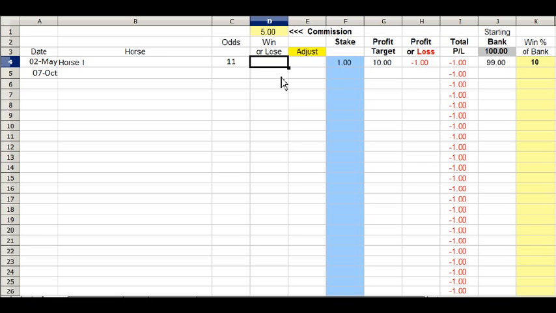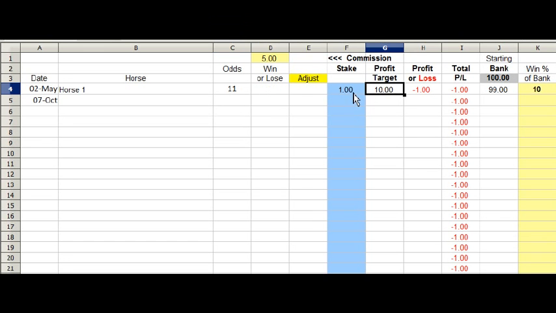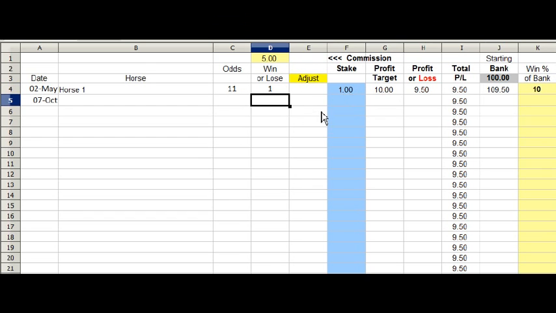And if we hit a winner, put a 1 in there, whatever our odds are, our profit would be the same. So if I put the odds of 2 back in there, you can see that we still win £9.50, whichever odds we use. So if it wins, put a 1 in, and we win our £10, plus less commission is £9.50, and that is added to our bank.